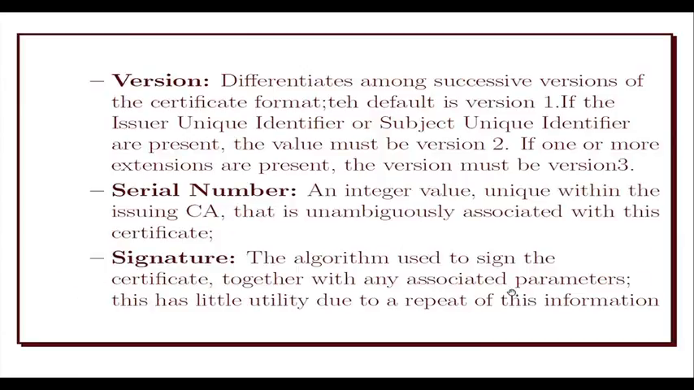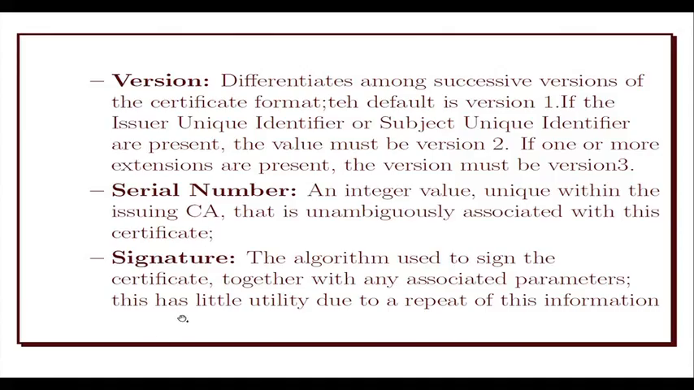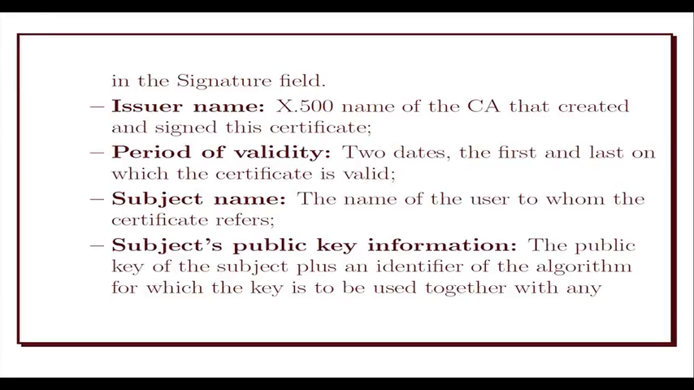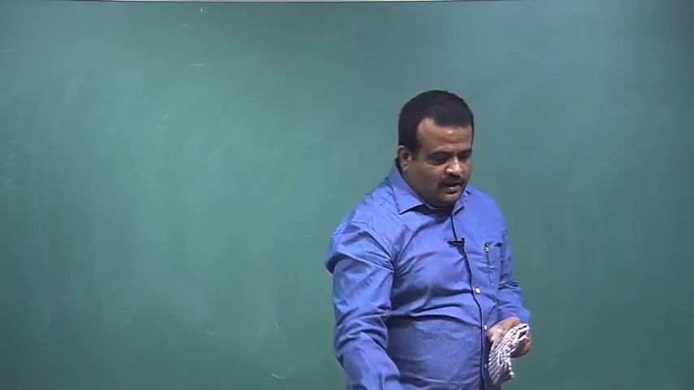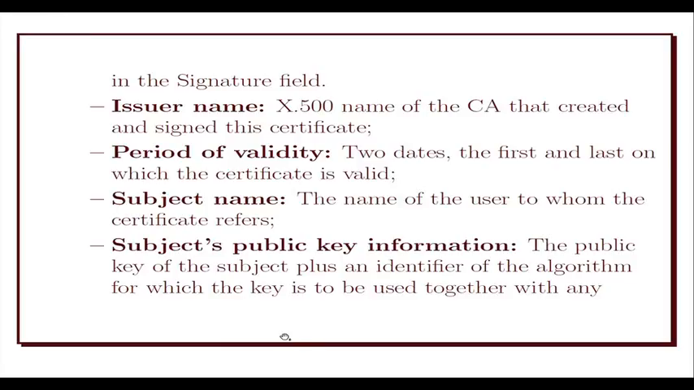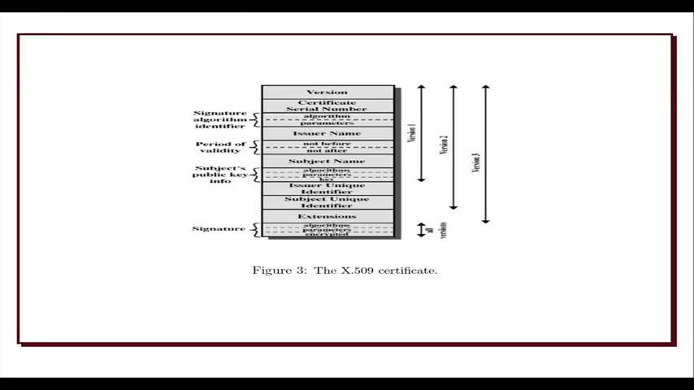So, let us go to the figure. These are the fields it has: the version, the serial number, the signature of the trusted party, and then the issuer name, which is X.500 name of the issuer. Then the period of validity, which says how many days you want this certificate to be valid. Then the subject name, the name of the user or participant. Then the public key information, since we need to keep the public key in the certificate, which is the public key of the participant. Then the issuer unique identifier, the subject unique identifier, extensions, and then the signature.